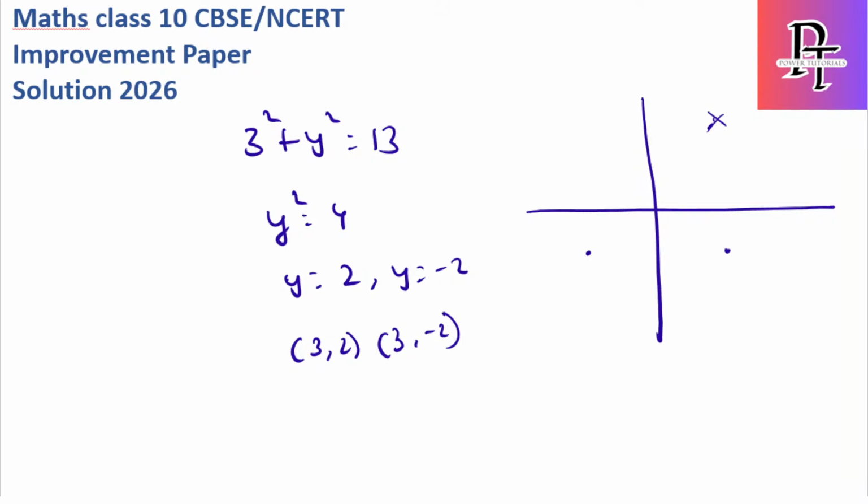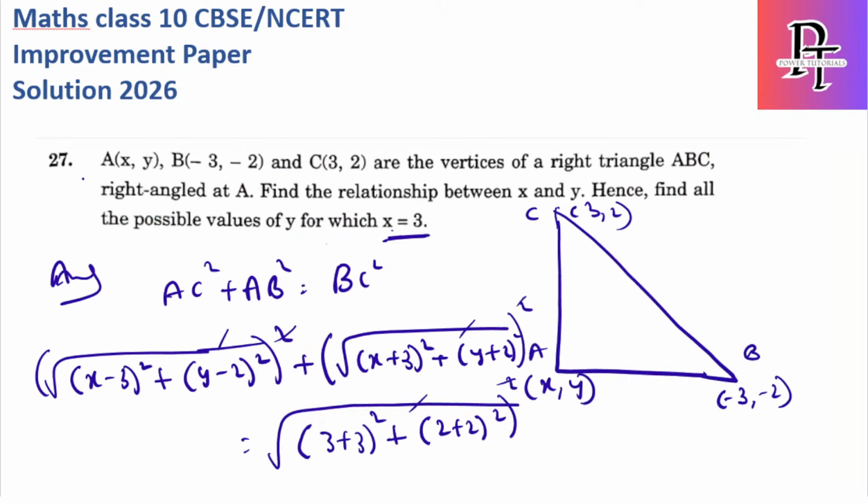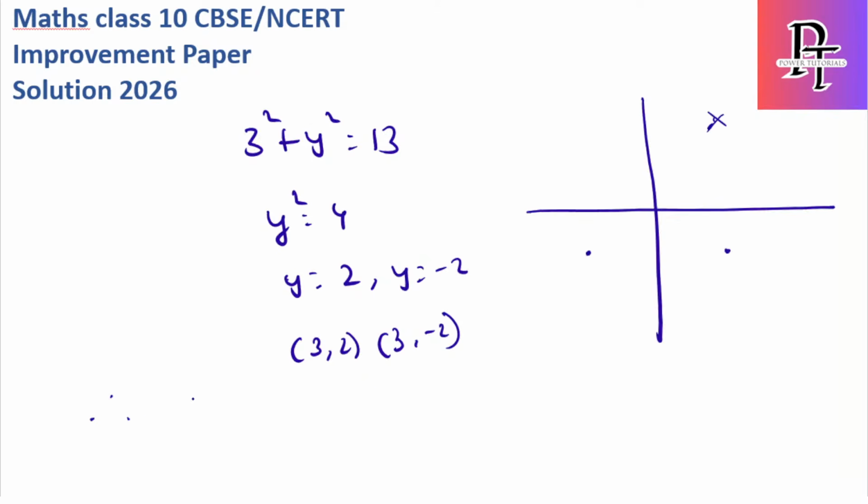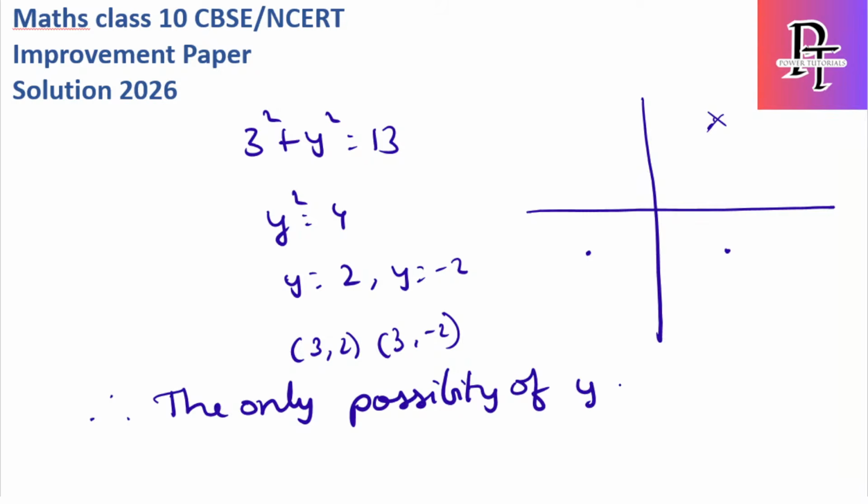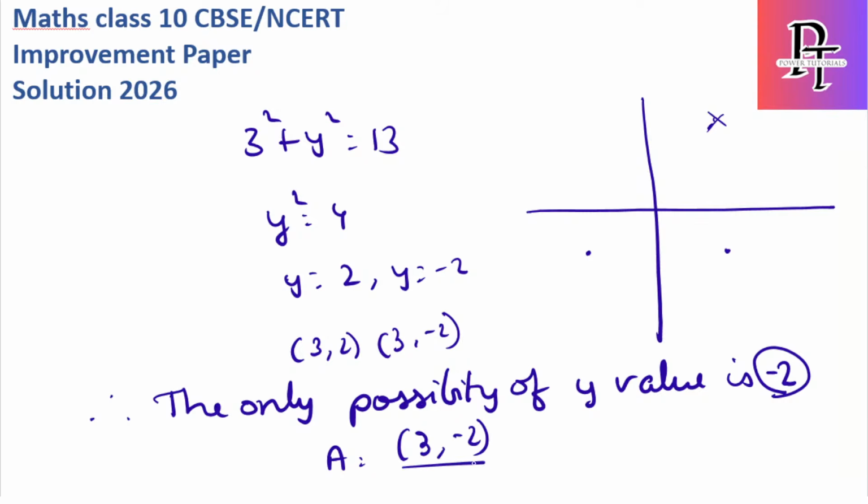So both the points cannot coincide. 3 comma 2 cannot be the situation because 3 comma 2 is already provided, which is C. So I can write it here, the only possibility of the y value is minus 2. Hence point A should be 3 comma minus 2, because only in this situation we'll get a right angle triangle like this. 3 comma 2, A and C cannot be the same point.